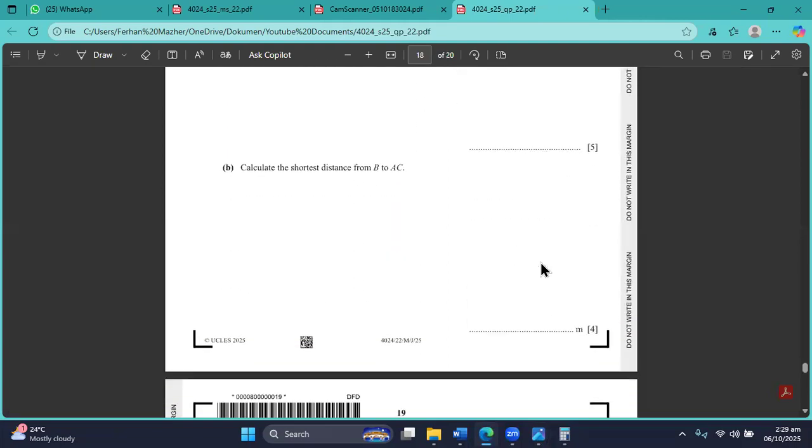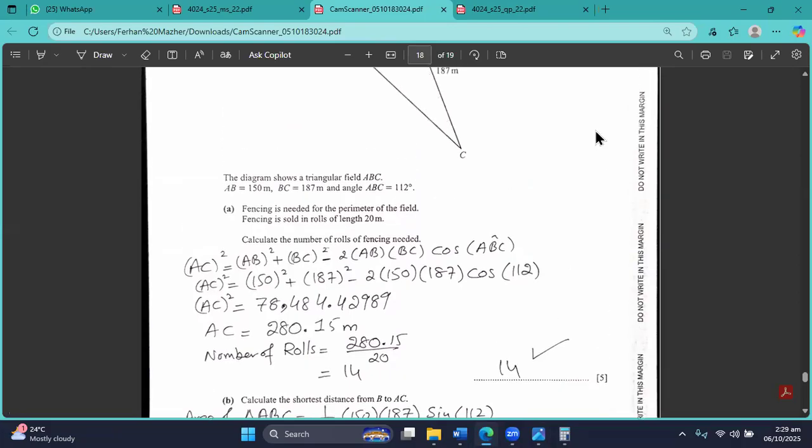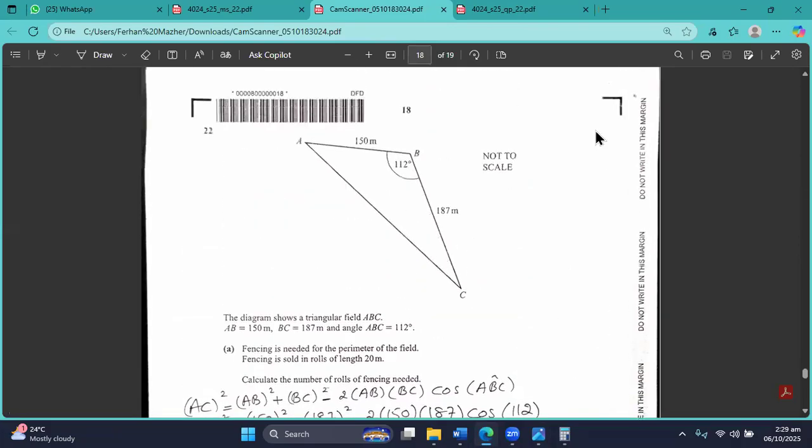Calculate the shortest distance from B to the AC. So it's a 4-mark question. The method is very simple. Find the area of this triangle, 1 by 2 AB sine theta. You know these two sides, you know the included angle. That's the formula for the area of the triangle. By using that, find the area of this triangle.